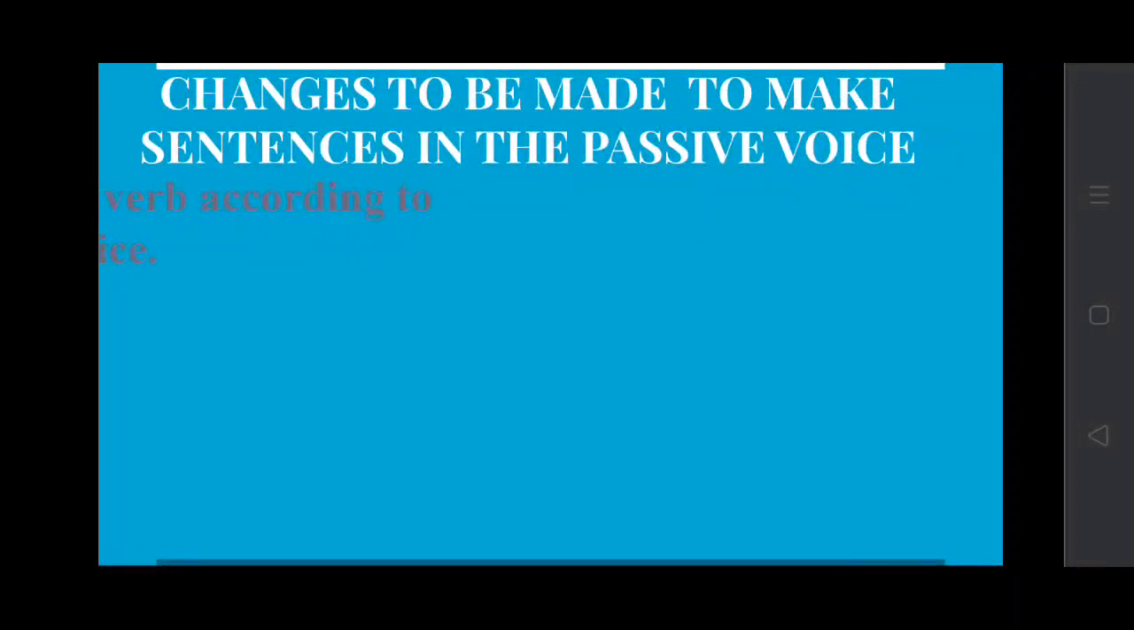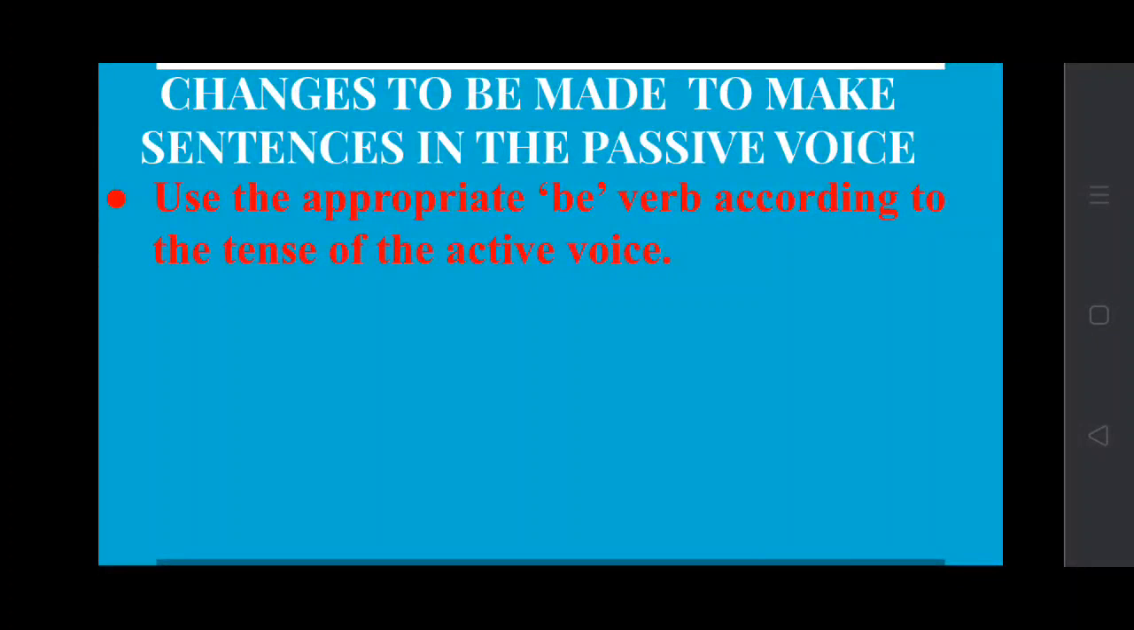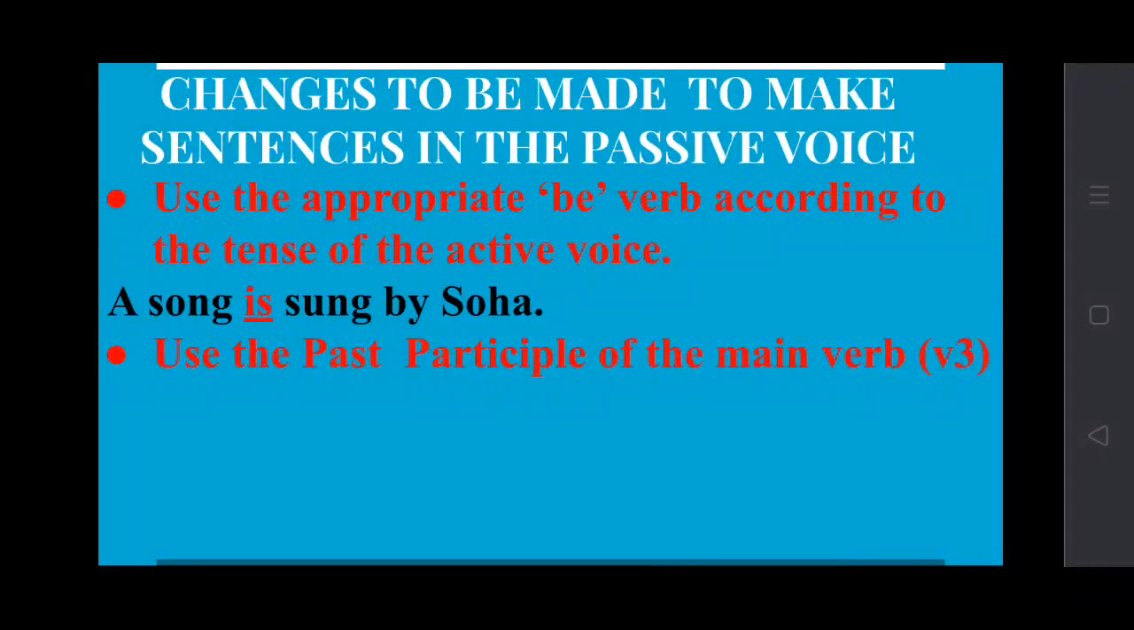Now, changes to be made to make sentences in the passive voice. The next step is to use the appropriate be verb according to the tense of the active voice. Like a song is sung by Soha. So here the be form, that is is, will be used as it is in the present tense. We will learn more about how we change the auxiliary verb according to the tenses. Now the next step is to use the past participle of the main verb, that is the third form of the verb. A song is sung by Soha. Sing will change to sung.